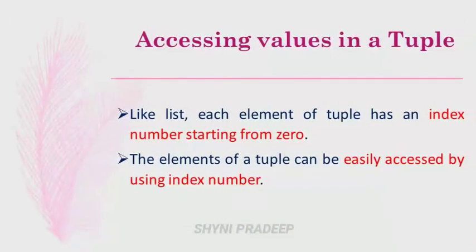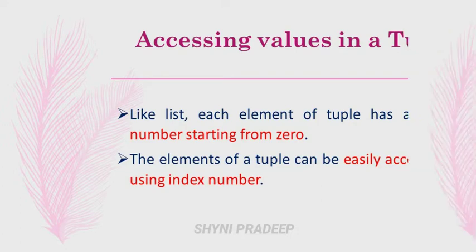Let's see the next topic, accessing values in a tuple. You can access the elements of a tuple by using the index number. How do you assign index values to elements? Like a list, each element of a tuple has an index number. It starts from 0. So positive index values start from 0 and negative index values start from -1 from the last element.